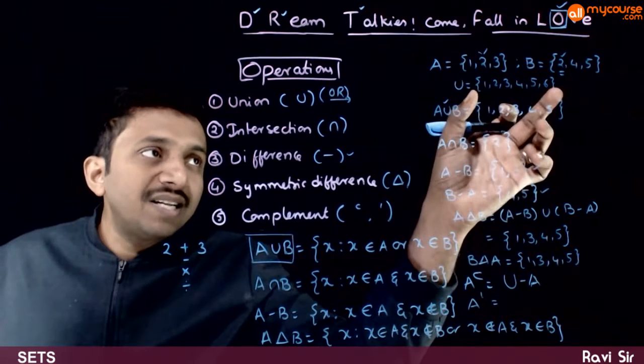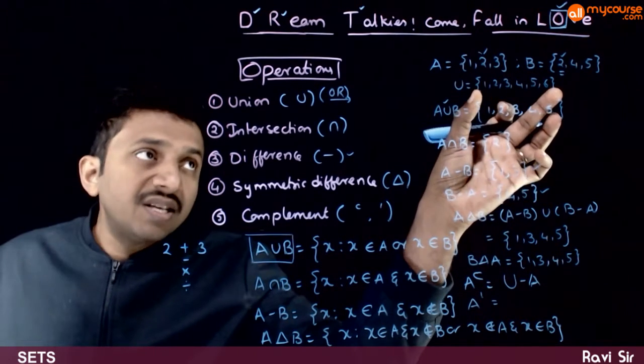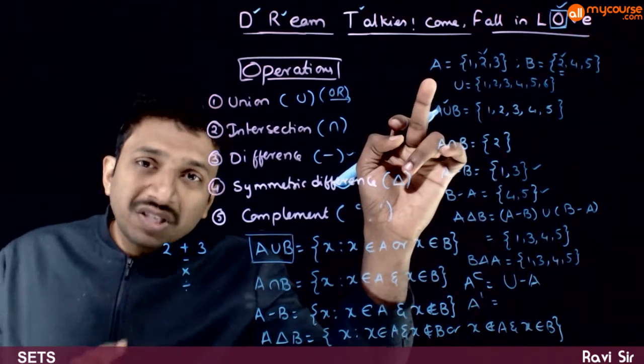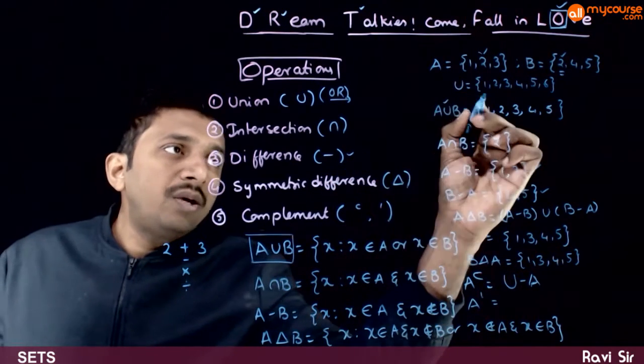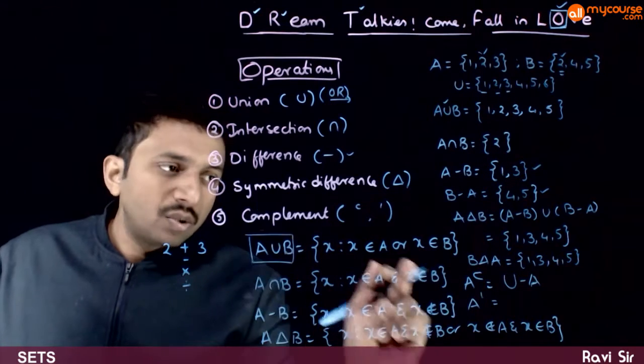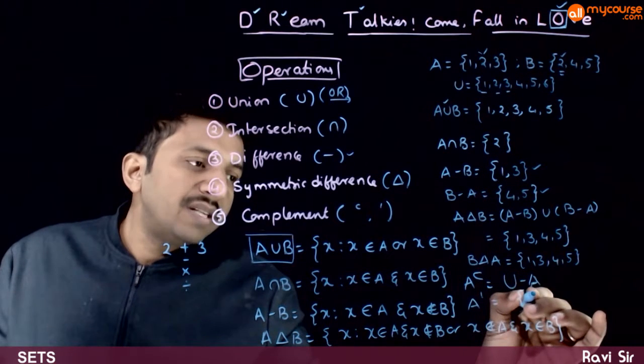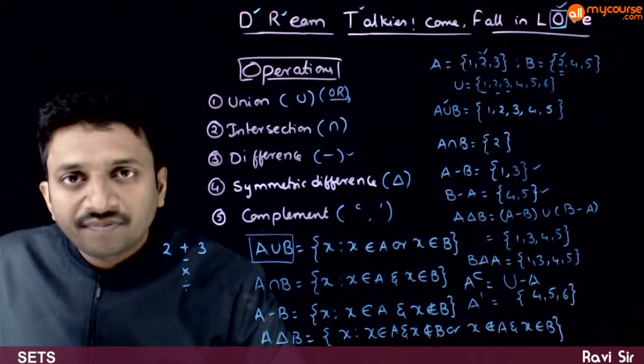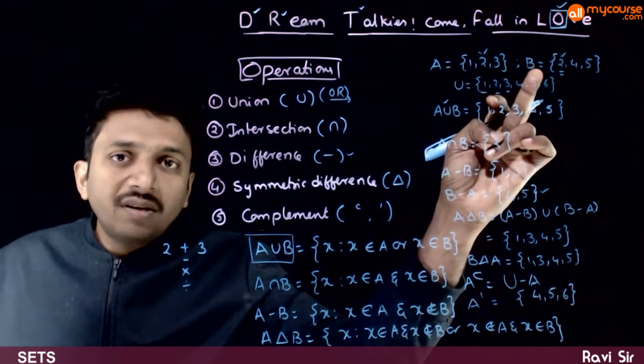So the universal set is 1, 2, 3, 4, 5, 6. So what is A complement? A complement are those elements which do not belong to A. So 1, 2, 3 belong to A. So what is A complement? A complement is nothing but the set of elements 4, 5, 6. What is B complement?